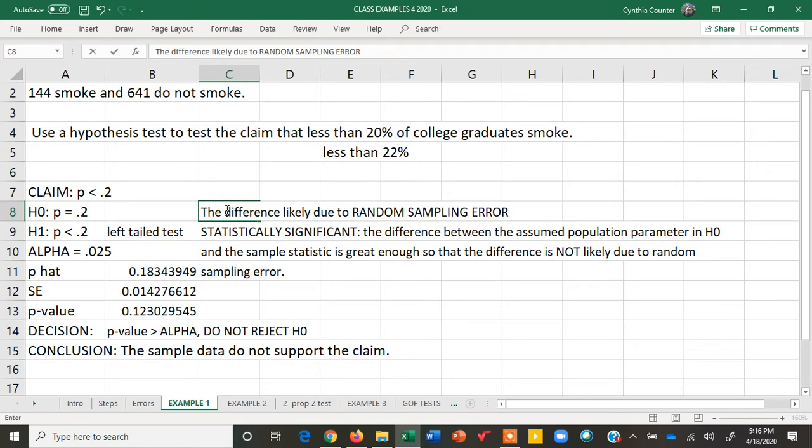Because if we cannot reject the claim that p equals 0.2, then it means the difference was likely due to random sampling error. So the null, if you support the null, then the difference is likely due to random sampling error. If you support the alternative, the difference is statistically significant. Here, we did not support H1. We did not support statistical significance. Therefore, the difference is likely due to random sampling error.